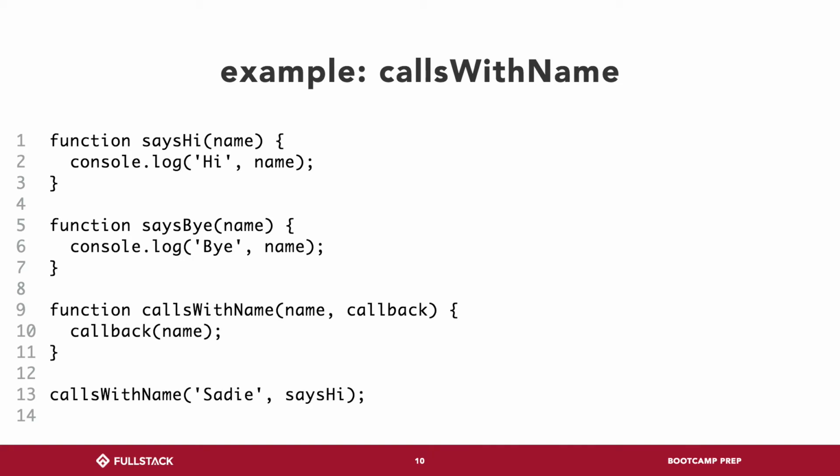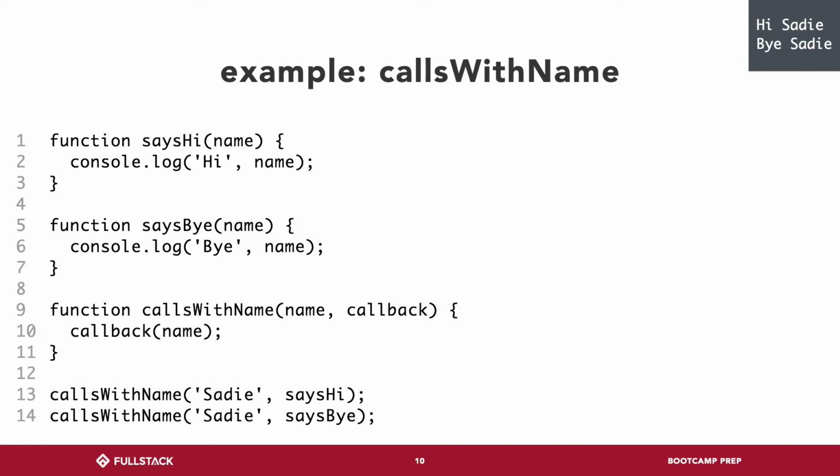Does anybody know what this would do when you say calls back with name, pass it Sadie, and then says hi? It should say hi Sadie, because we're passing this function in here and calling it. It's renamed callback, but it's really just says hi. What about says bye? Bye Sadie. Yep, so hi Sadie, bye Sadie.